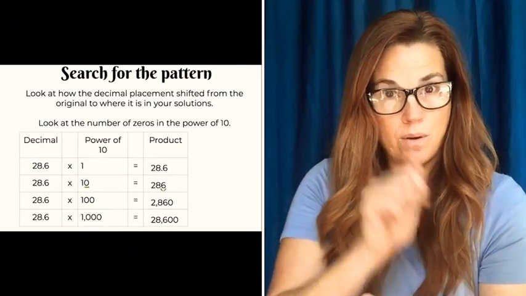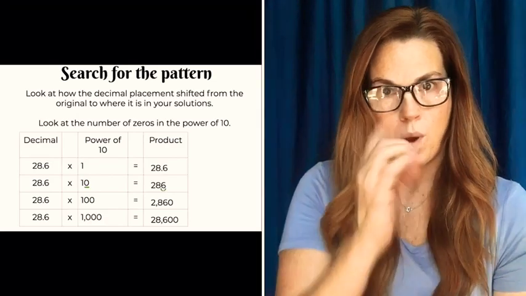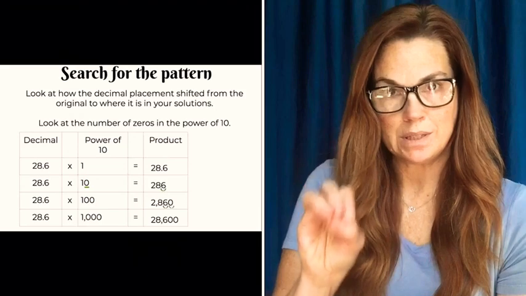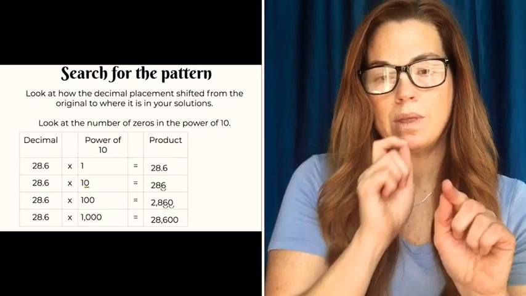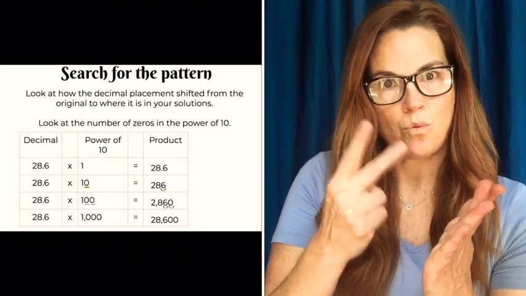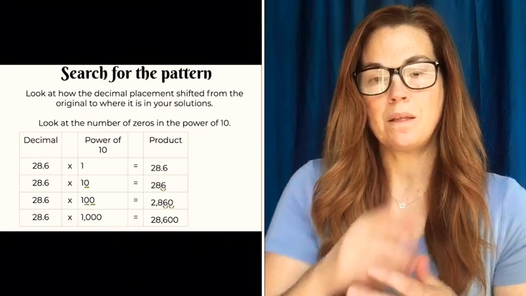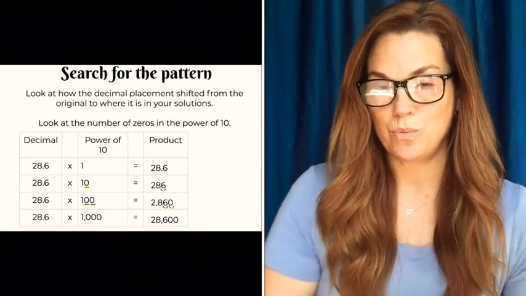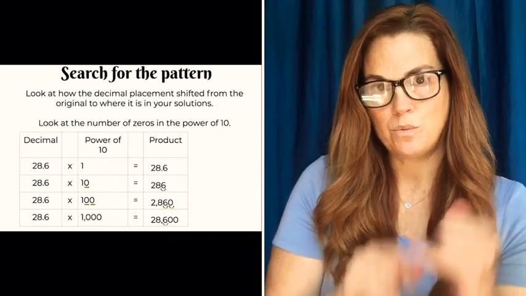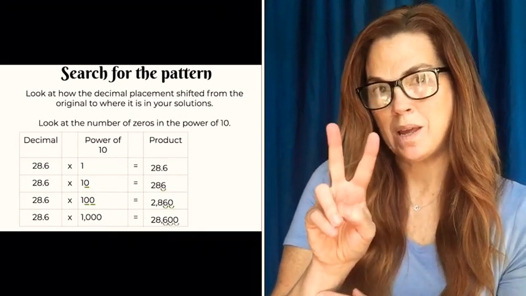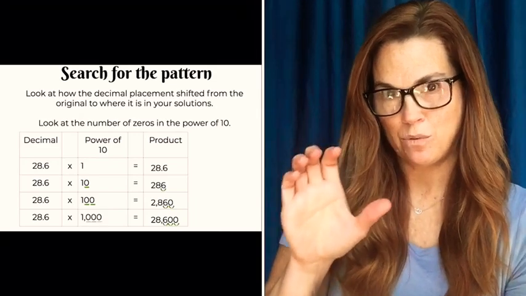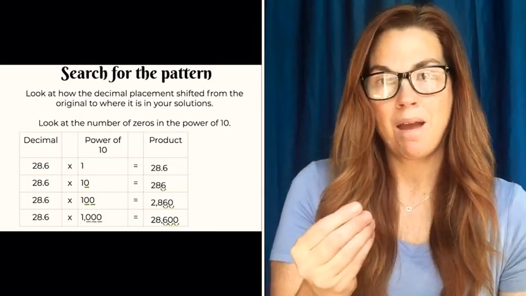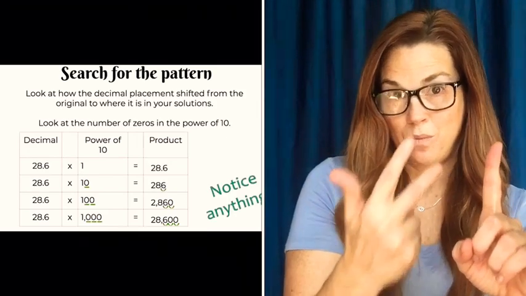In the next row, the answer was 2,860. The decimal shifted 2 places from where it originally was, and there were 2 zeros in the power of 10. In the last row, the product was 28,600. The decimal had shifted 3 places, and there were 3 zeros in the power of 10. Notice anything here?